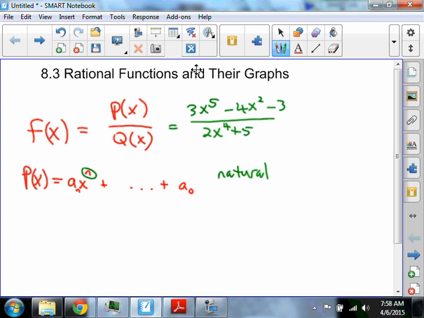So with a rational function, we're not going to have something like 3x to the negative 1. We're not going to have something like that. 3x to the negative 1, you know, that would be 3 over x. And actually, 3 over x in and of itself would be a rational function. But we're not going to have something like 3x to the negative first over 2x to the fifth.